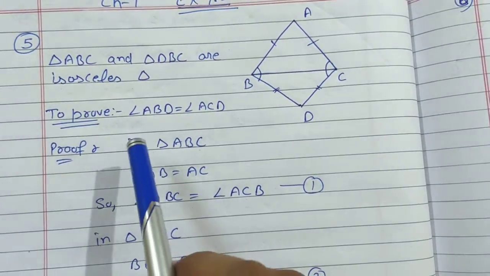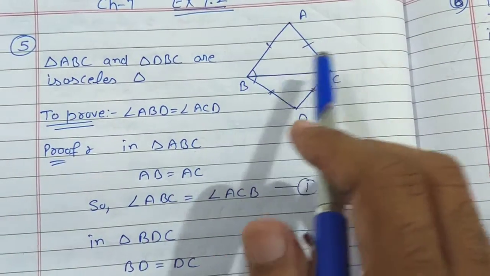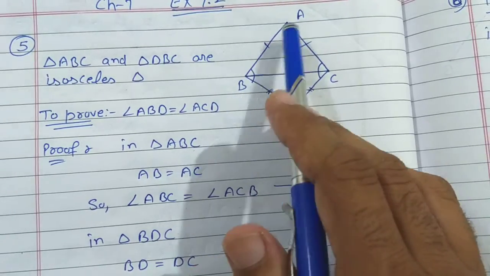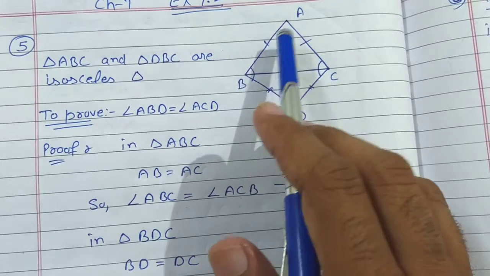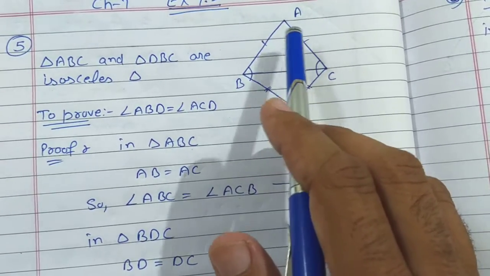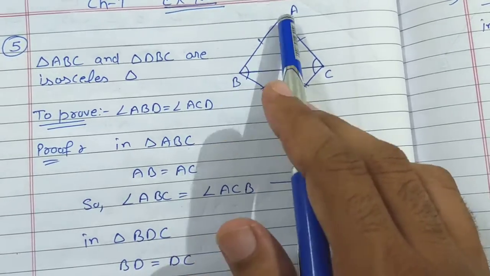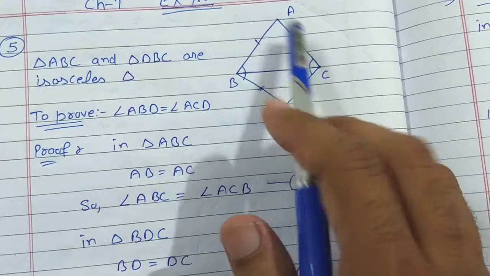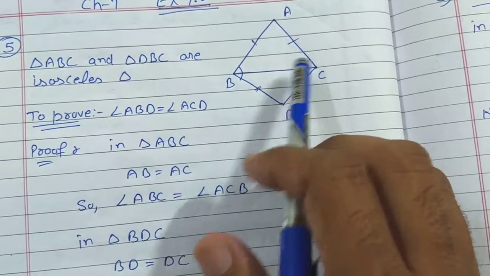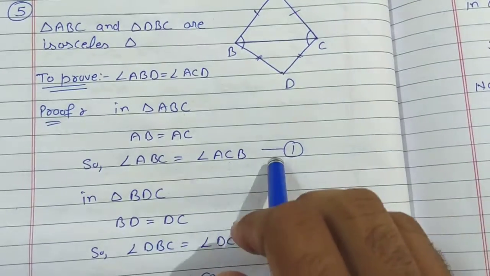Let's take a look. In proof, first of all, we are taking a triangle ABC. Here AB is equals to AC. So you know very well that if two sides are equal, then their corresponding opposite angles are also equal. So AB is equals to AC, so angle ABC and angle ACB, both angles are equal. We are marking it as equation number 1.